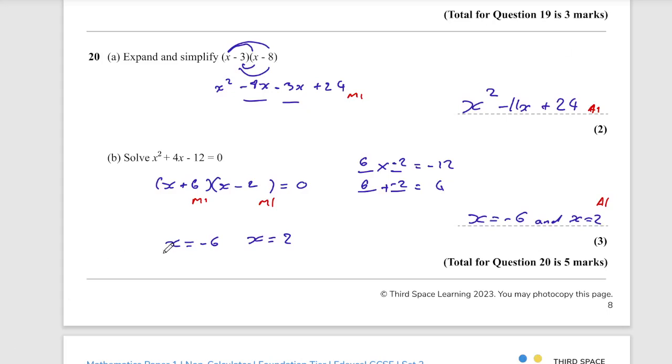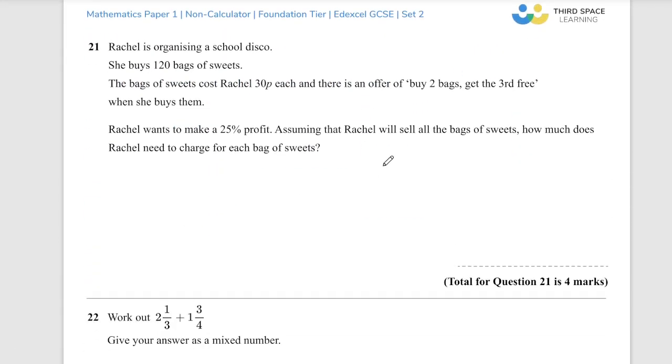Okay, and question 21 then. So, Rachel is organising a school disco. She buys 120 bags of sweets. The bags of sweets cost Rachel 30 pence each, and there is an offer of buy 2 bags, get the third free when she buys them. Rachel wants to make a 25% profit. Assuming that Rachel will sell all of the bags of sweets, how much does Rachel need to charge for each bag of sweets? Okay, so the first thing I'm going to do is work out the cost that she spends.